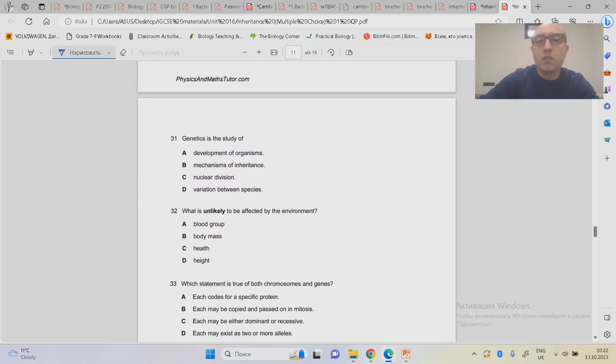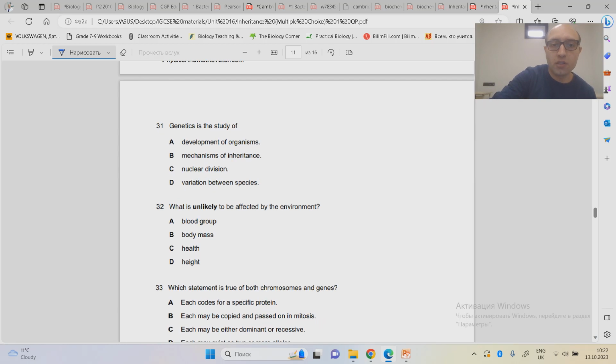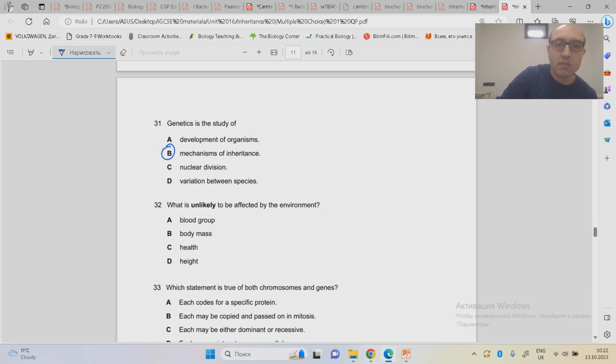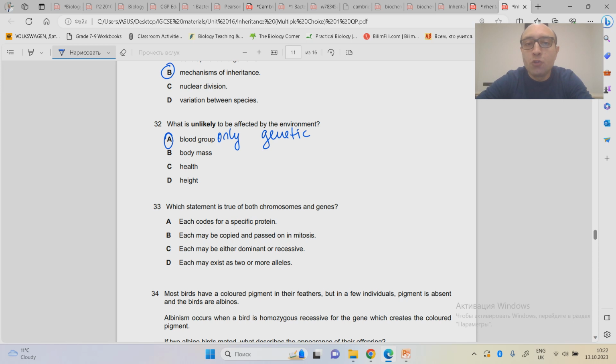Genetics. Guys, we must know that genetics is a study of inheritance. So it learns how features are passing, for example. So the answer is B, mechanisms of inheritance. What is unlikely to be affected by the environment? Blood group, body mass, health, and height. Of course, blood group is only genetic, it is only genetic.